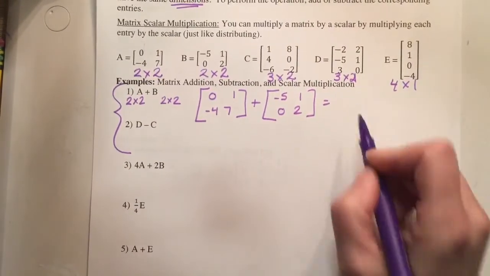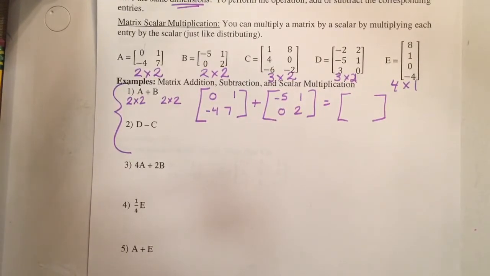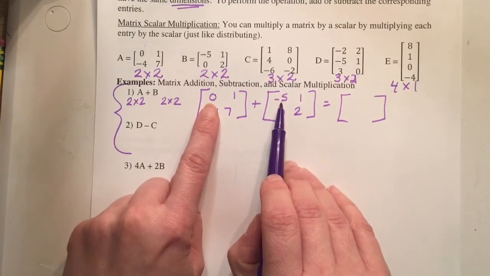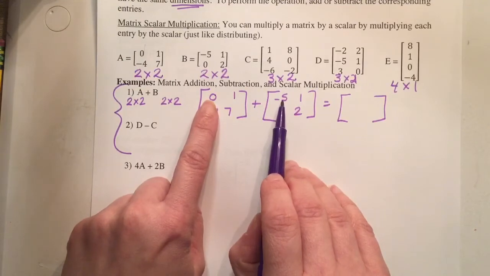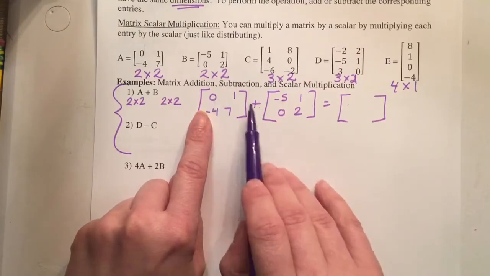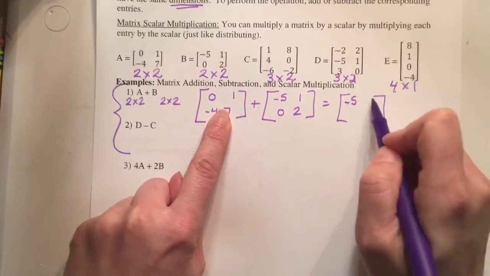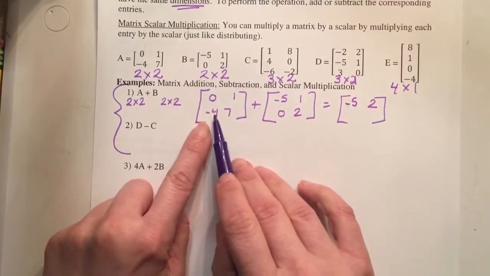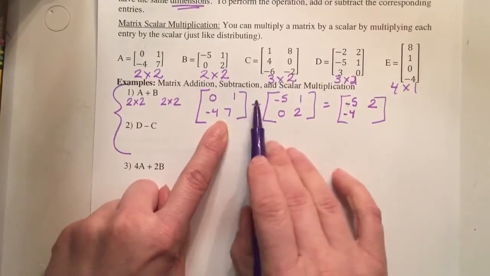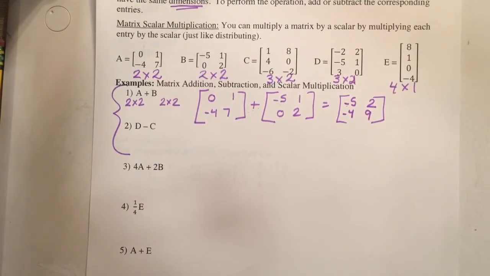What it tells us is that we have to add the numbers that are in the same location, the corresponding entries. So 0 is in the upper left corner. I have to add that with negative 5 because that's also in the upper left corner. The sum of those two, because I'm adding, is my new upper left corner number. So 0 plus negative 5 is negative 5. 1 plus 1 is 2. Now I'm going to the second row. Negative 4 plus 0 is negative 4. 7 plus 2 is 9. You just found the sum of matrix A and matrix B.